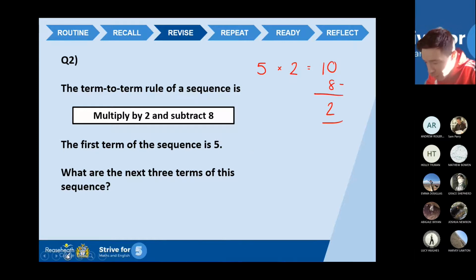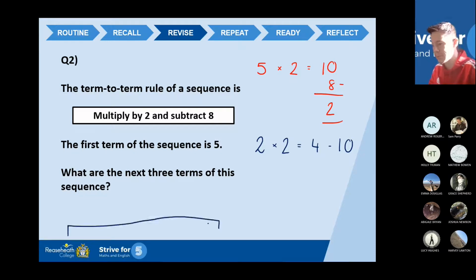Okay? I'm then going to change the colour of my pen, so this just helps me strategize what I'm doing. So I'm going to do 2 times 2, which is 4. Take away 10 is going to give me minus. I'm going to use a number line here just to show, because I know sometimes students don't believe me. I'm going to do 4 take away 10.